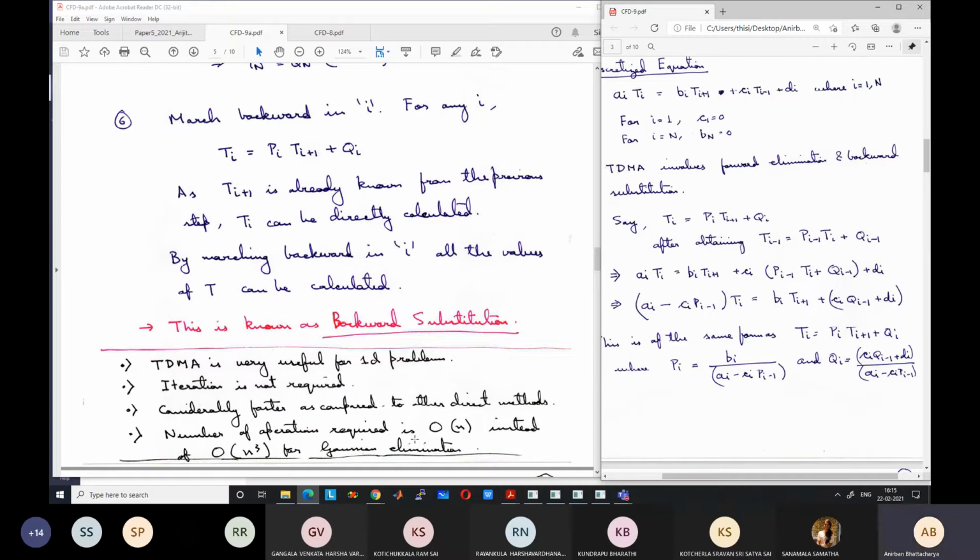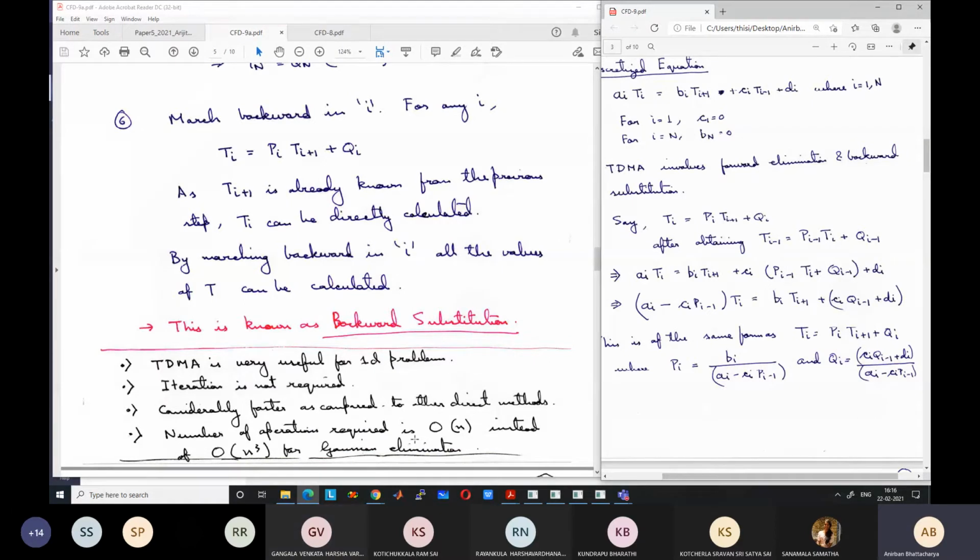what will be the number of operations for 1000 grid points? 100 grid points, 500 operations, 500 calculation steps. For 1000 grid points, it will be linearly proportional. So if 100 grid points need 500 calculations, how many calculations are required for 1000 grid points? 5000 calculations will be required, right? Just linearly it is increasing.